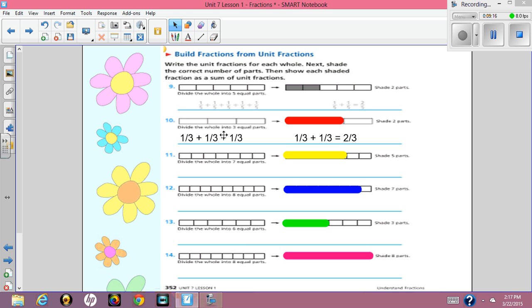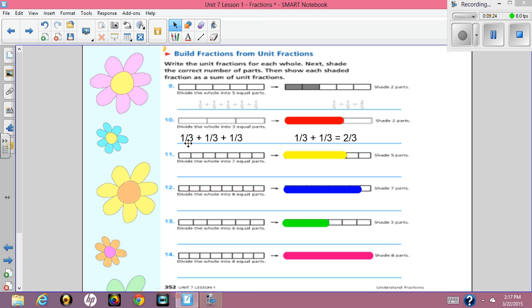It says divide the whole into 3 parts. Well, it has been already demonstrated, 1, 2, 3. And I have demonstrated it as 3 unit fractions, right? 1/3 plus 1/3 plus 1/3. That equals the whole. Now it says shade 2 parts of our fraction bar. And here's 1/3 plus 1/3 equals 2/3 that are shaded. You will be practicing this, so please become familiar with this as we work through it.